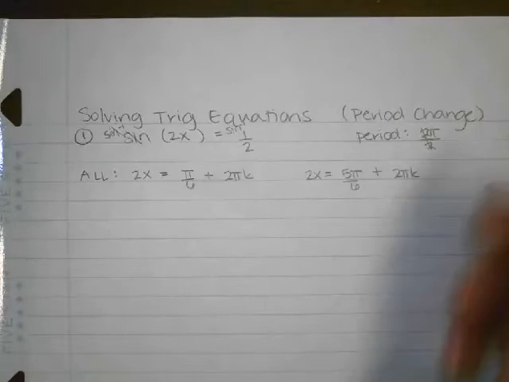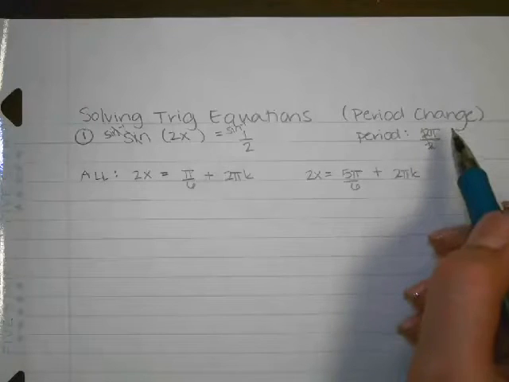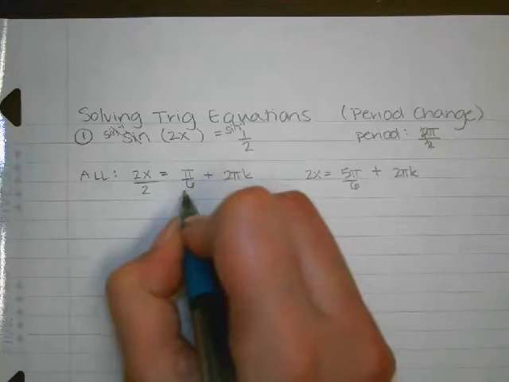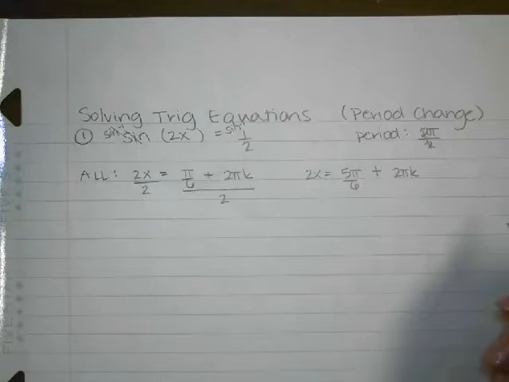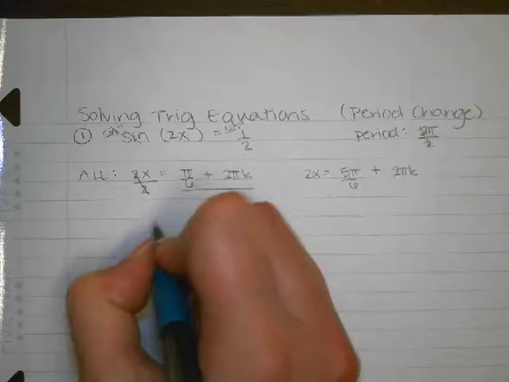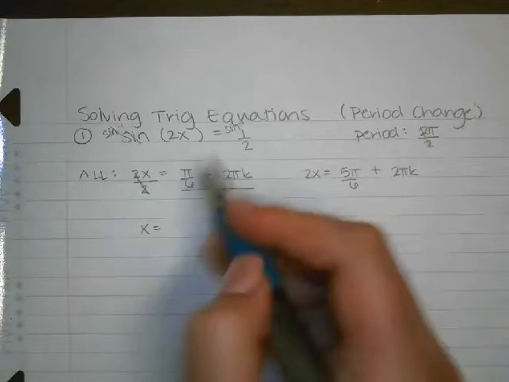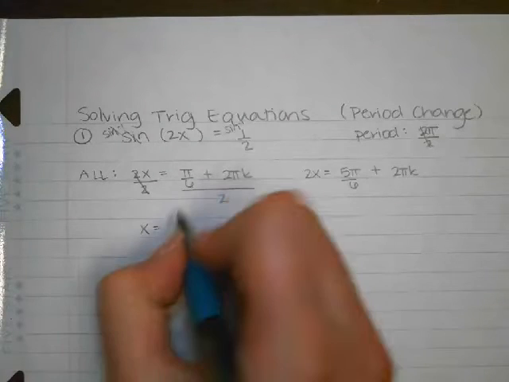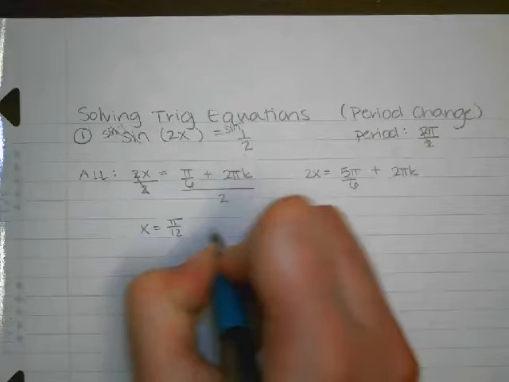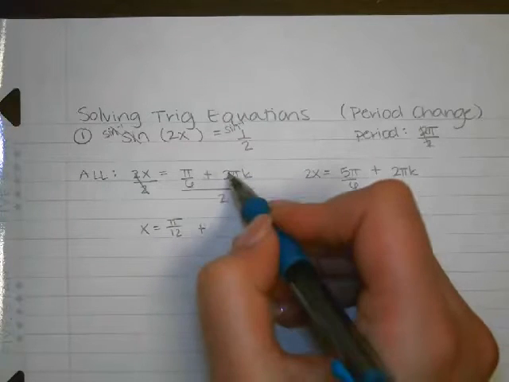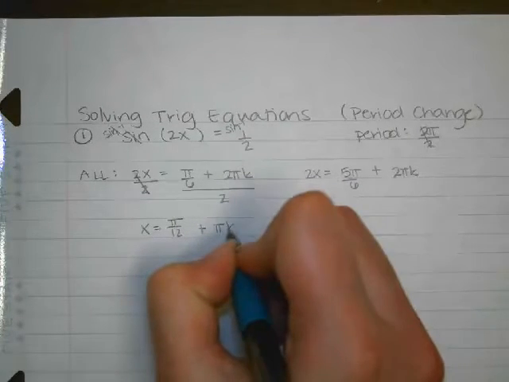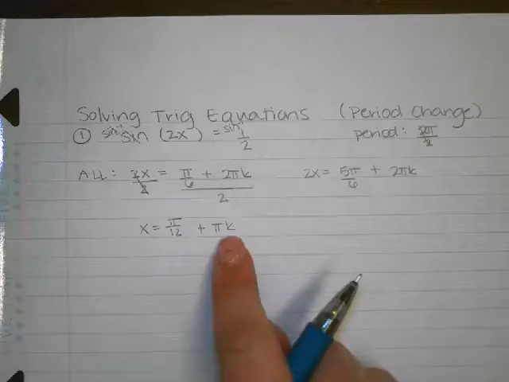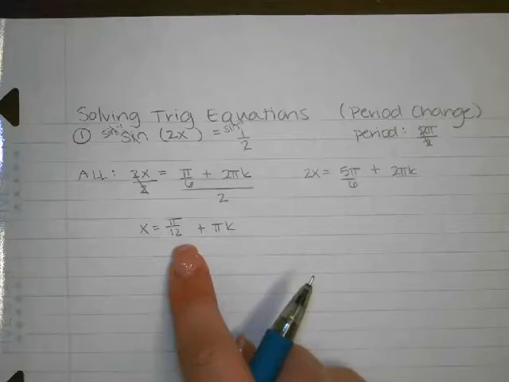Now at this point, this is where I can divide by 2 and make that period change happen. So I'm going to divide the left side of the equation by 2, and I'm going to divide the right side of the equation by 2. So this means my x is solved for, and if I have 1/6 and I divide it by 2, I get 1/12, so that makes this pi/12, plus, and then 2 pi divided by 2 would be what I said before, that the period of the graph is now pi k. So these answers are going to repeat every pi k instead of 2 pi k.